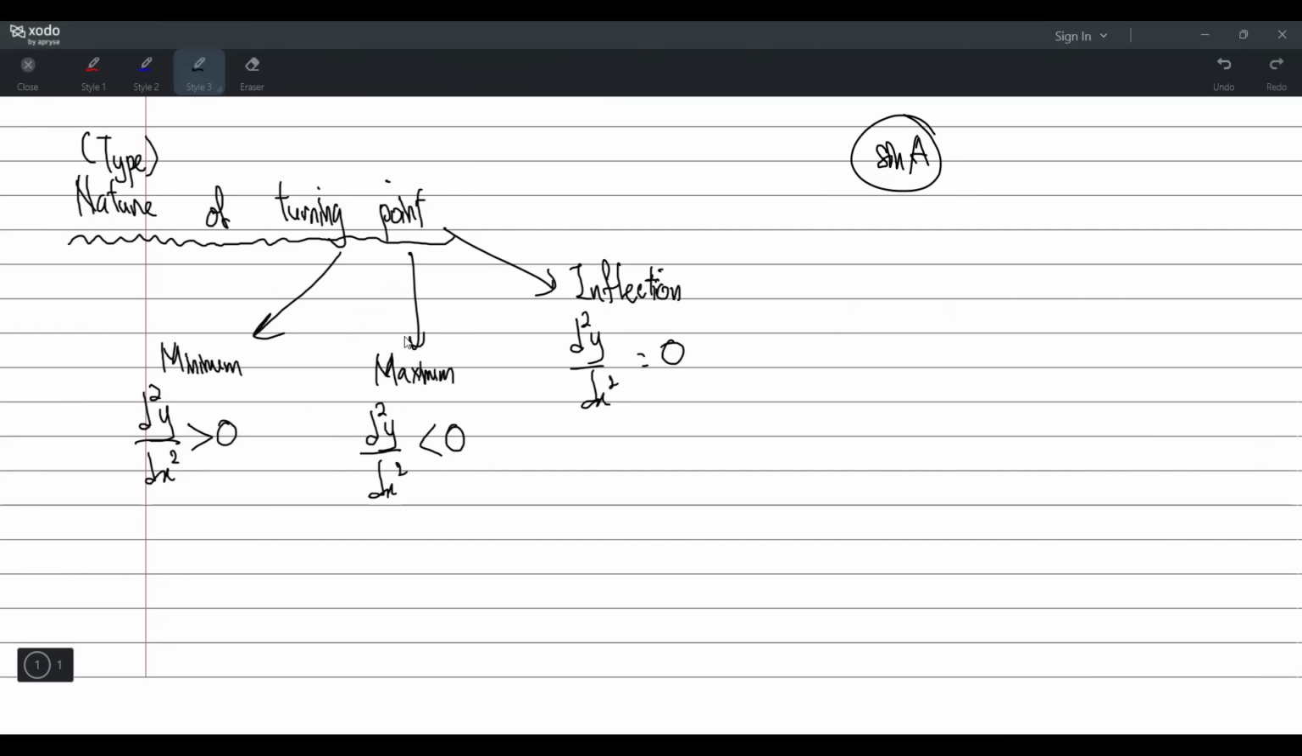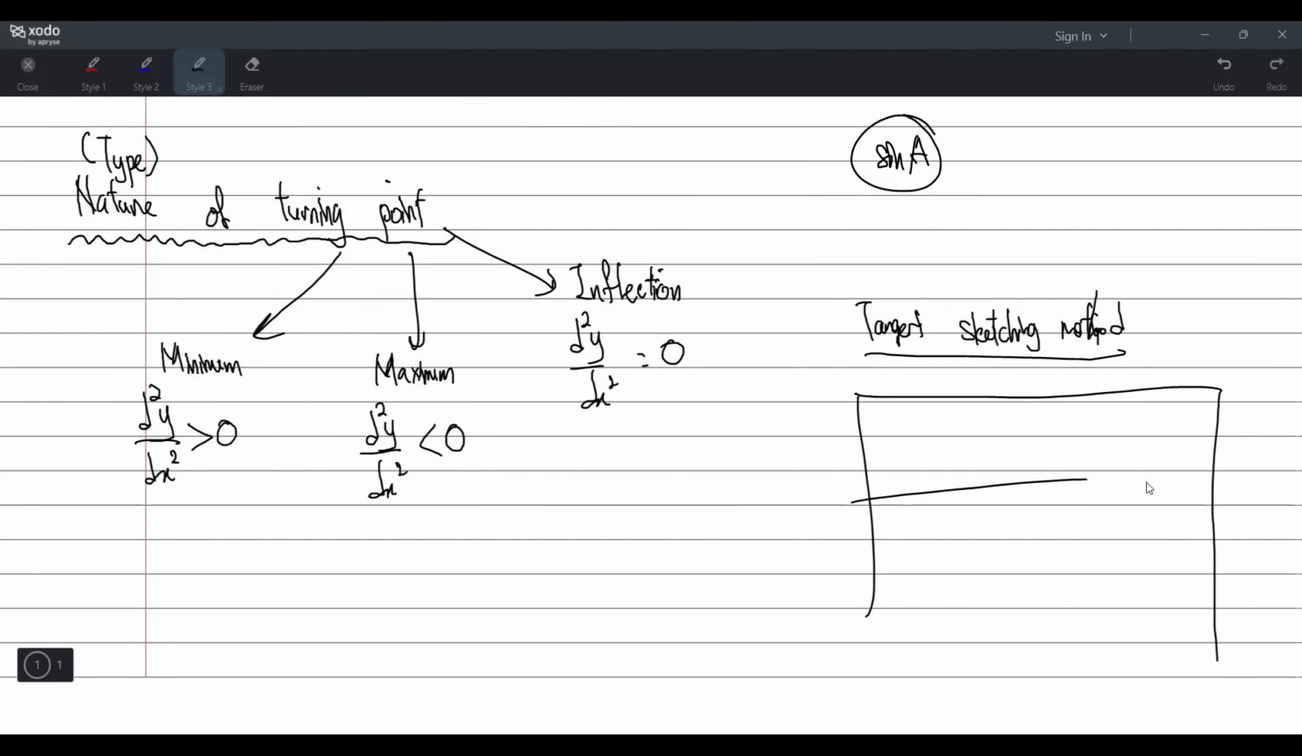There's another method to determine the nature of turning point. The other method is called the tangent sketching method. But I will not be using this method. I will only use the tangent sketching method when the question asks me to use it. For this method you have to draw a table, and then do the tangent sketching, and basically you do all those things in the table. But I will not be doing this method for this question because the question never says which method, so I'll just go with the easy method. So I will do it now.